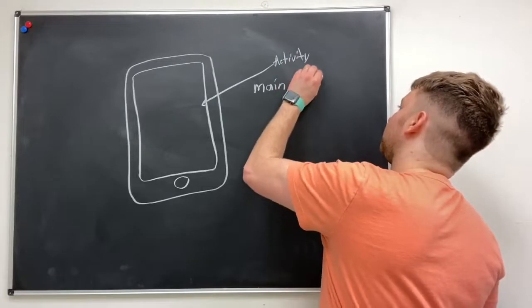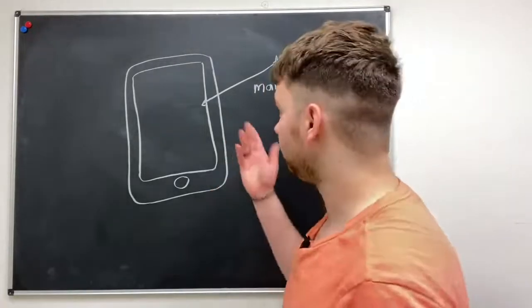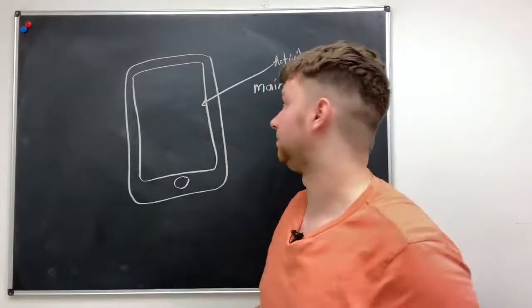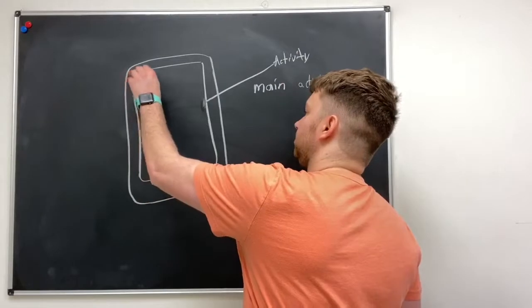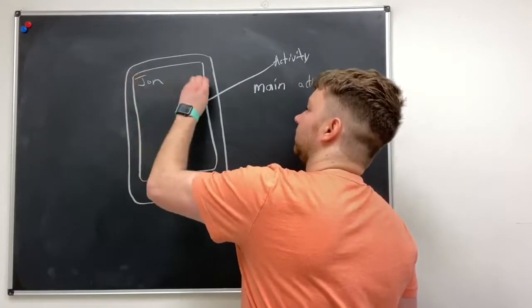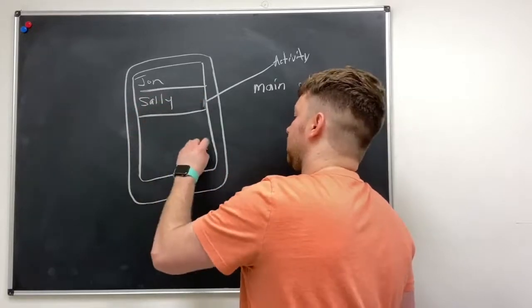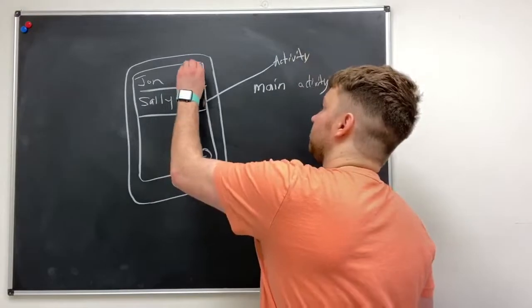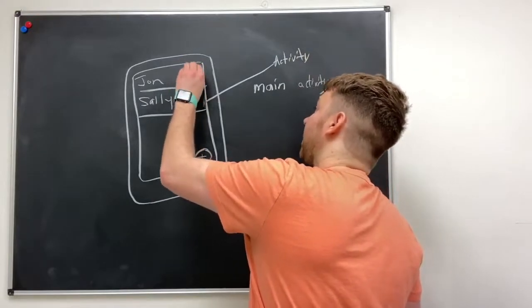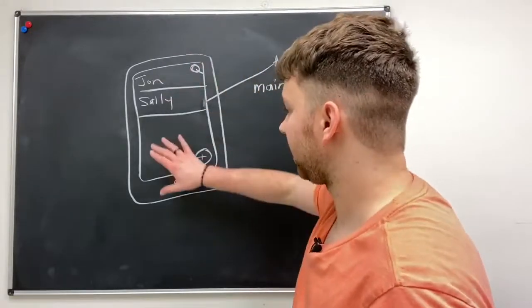So let's say we're in the context of an email application. What kind of stuff would be on our main activity? I imagine we probably have a series of emails on here from people. Like so. And we might have a little plus button to compose a new email, and we might have a little search, and that is a magnifying glass, if you can't tell. And yeah, this is an activity.